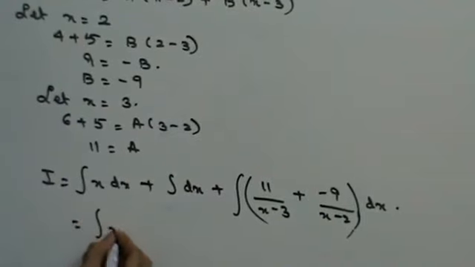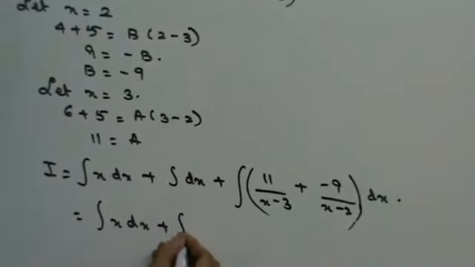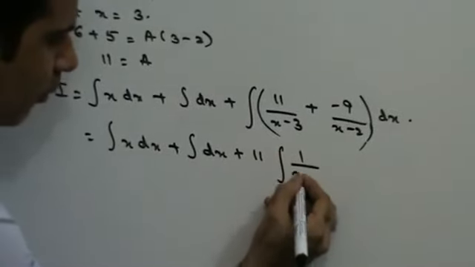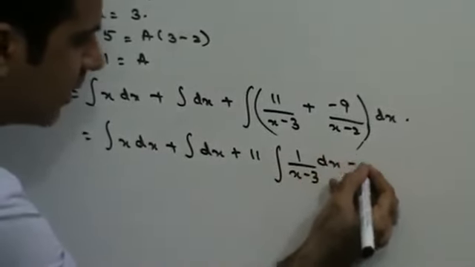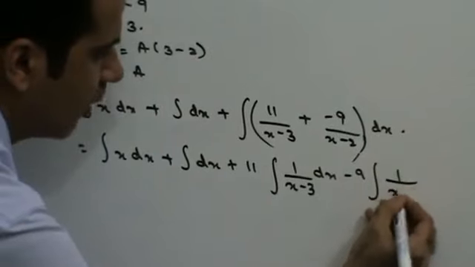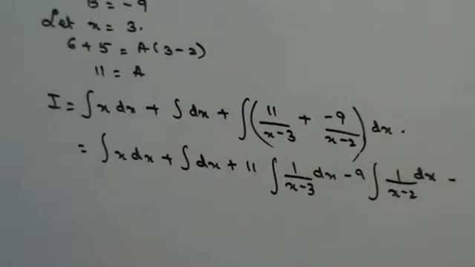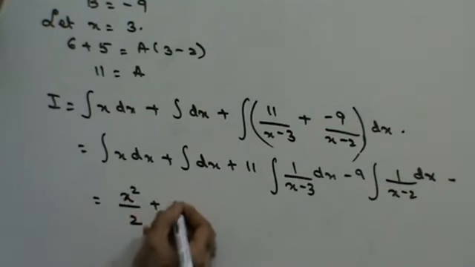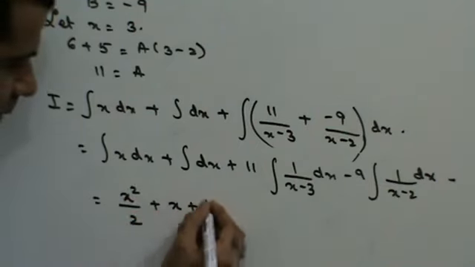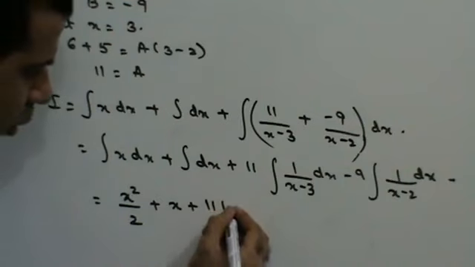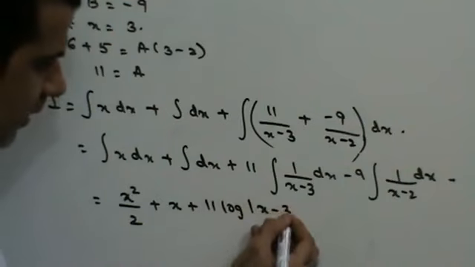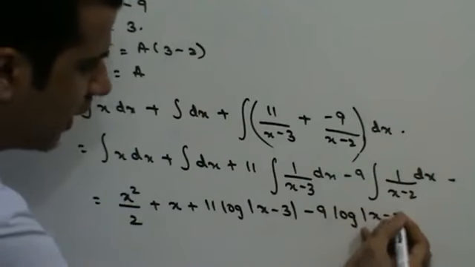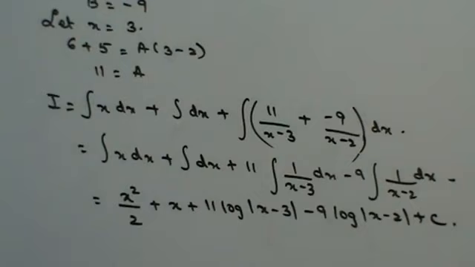This can be written as integral of x dx plus integral of dx plus 11 integral of 1 upon x minus 3 dx minus 9 integral of 1 upon x minus 2 dx. This is nothing but x square by 2 plus integral of dx is x plus 11 log mod x minus 3 minus 9 log mod x minus 2 plus c.